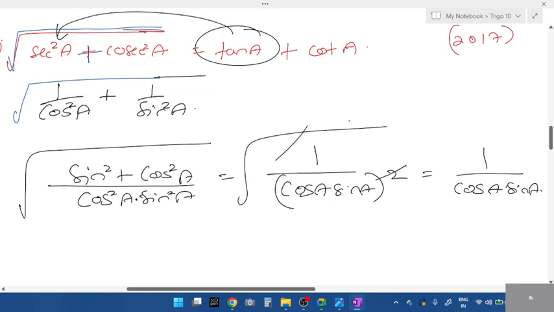Till here did you all understand, students? 1 by cos A and sin A. If I write it separately, what is 1 by cos A into 1 by sin A? What is 1 by cos A? Sec A into what is 1 by sin A? Cosec A. But right hand side, are we getting it?